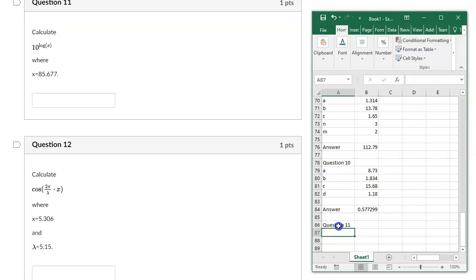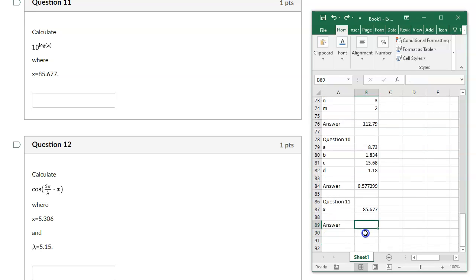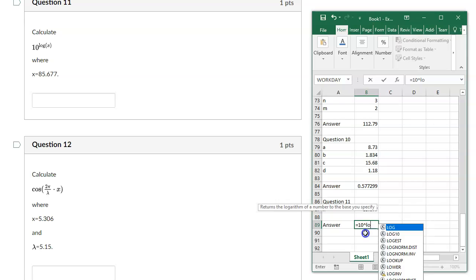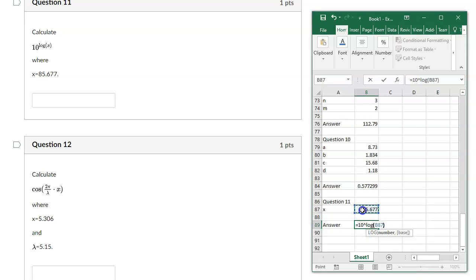We have X. It's the only thing we have. 85.677. And so we want the answer. It's going to be 10 to the log of X. Oh, I did that wrong. Sorry. 10 to the log of X. And you get exactly the same thing back because the inverse function of the base 10 log is the exponential 10.